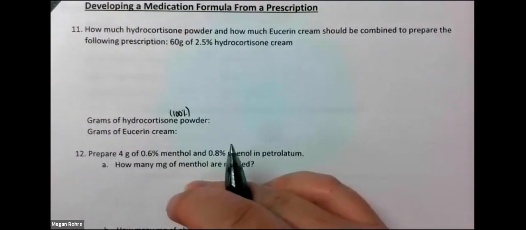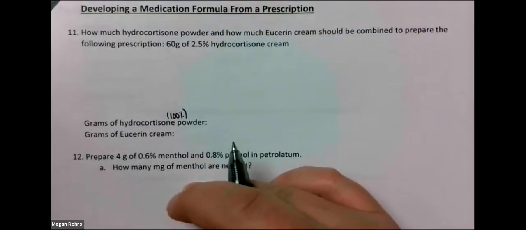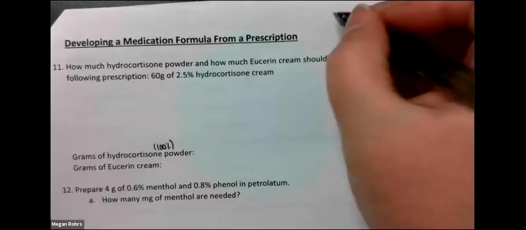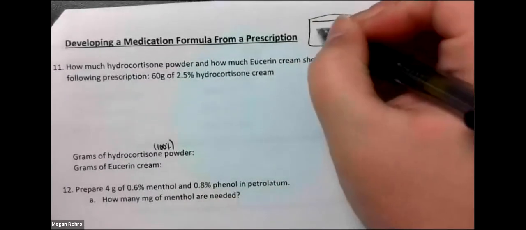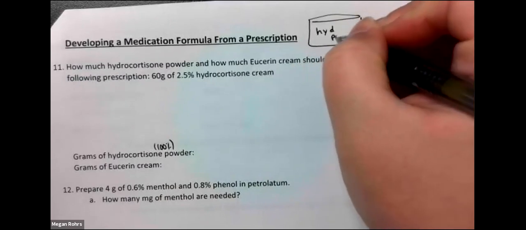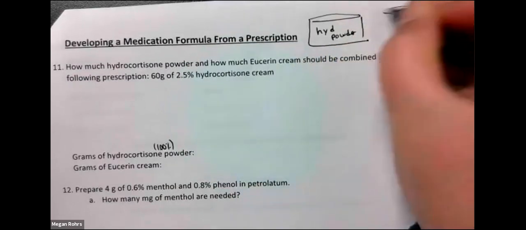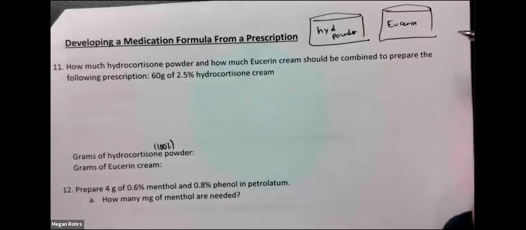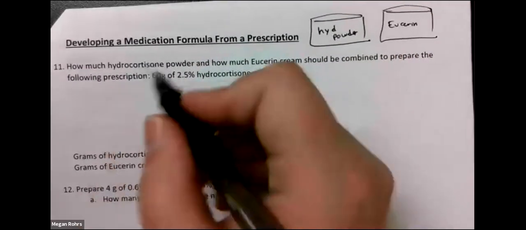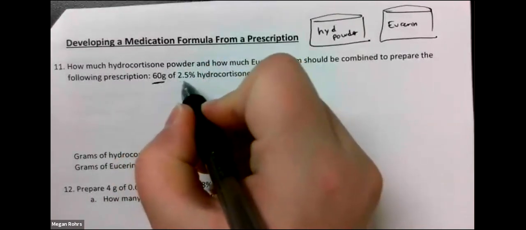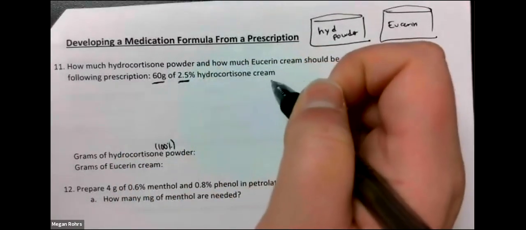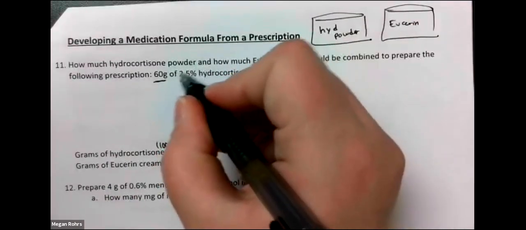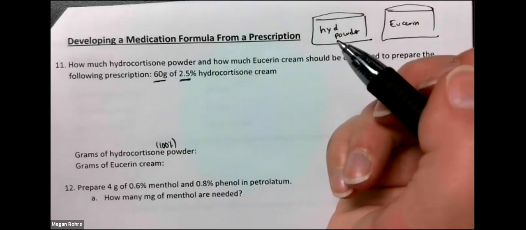Now, I had a station set up just like this in the lab last week, if you remember. So let's imagine that we have a container of our hydrocortisone powder, and we have a container of our Eucerin. We need to make 60 grams total of a 2.5% cream. So let's think back to last week. What do we know about a 2.5% cream?